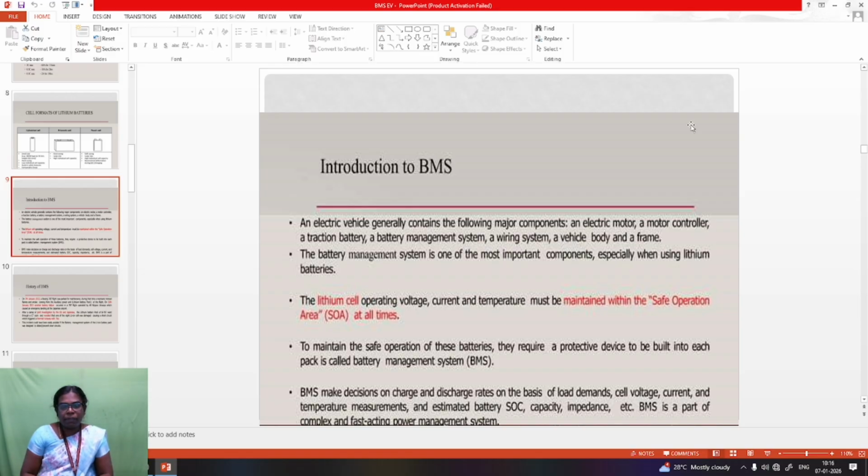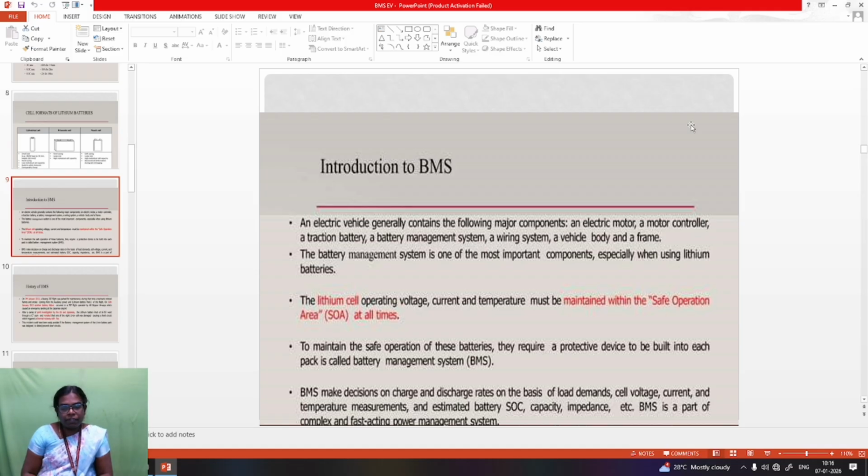The lithium cell operating voltage, current and temperature must be maintained in the safe operating area, that means SOA, at all times. That's why we move to lithium cells. To maintain the safe operation of this battery, they require a protective device built into each pack, called the battery management system. So we maintain safe operation. That's a very important point. The safety is very important for all people.